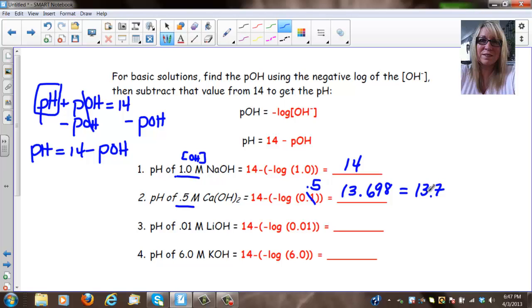For the pH of 0.01 LiOH, I would do 14 minus the negative log of 0.01, and I will get a pH equal to 12. And the last one, I have the pH of 6 molar KOH. I'm going to do 14 minus the negative log of 6, and I get a pH of 14.78.